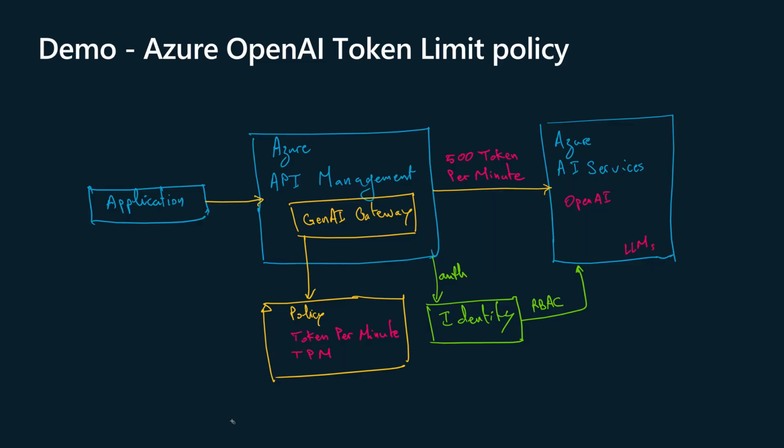Now for the demonstration, we'll go to create an Azure API management, Azure AI services, and then we'll apply the policy to limit the number of tokens that could be consumed by the application to only 500 tokens per minute. And that's going to be in the next video. We'll create these resources using Terraform, and then we'll apply the policy also using Terraform, and then we'll proceed to a test for this policy.